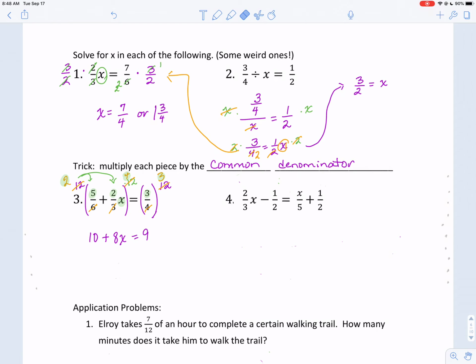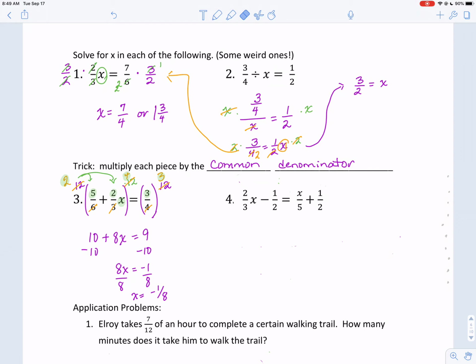So now, from here on out, we just solve it. We've got our letters on one side. Let's get the numbers on the other side. So we have 8x is -1, and then just divide by 8. So my final answer is x equals -1/8.